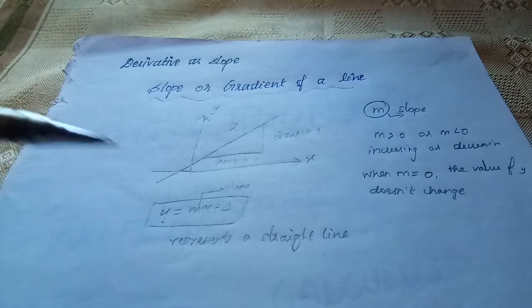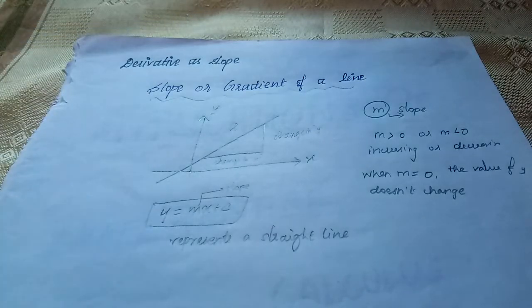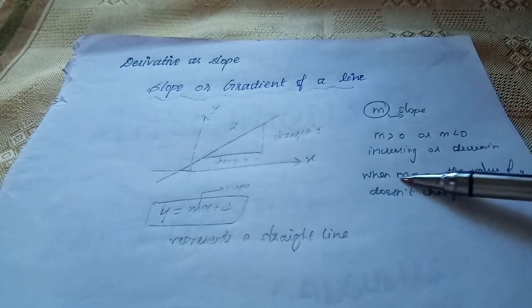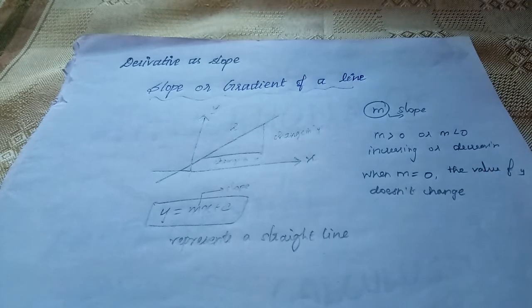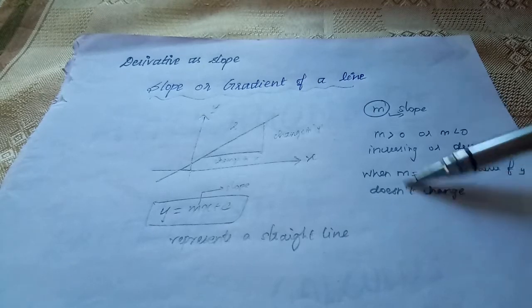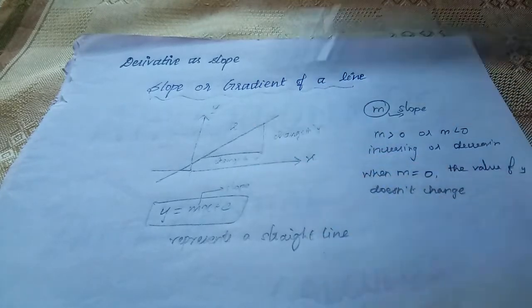The slope can be used as a measure to determine the increasing or decreasing nature of a line. According as m greater than 0 it is increasing, or m less than 0 it is decreasing, respectively. And when m equals 0, the value of y does not change.